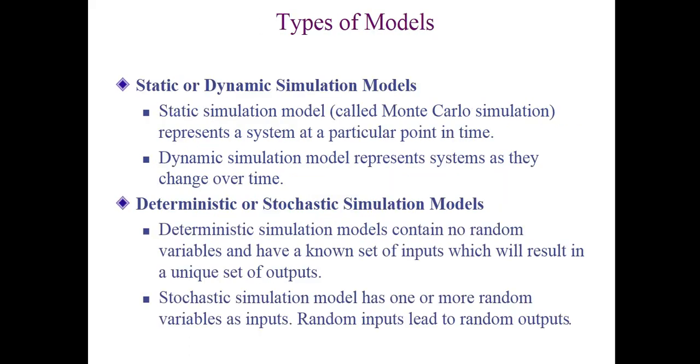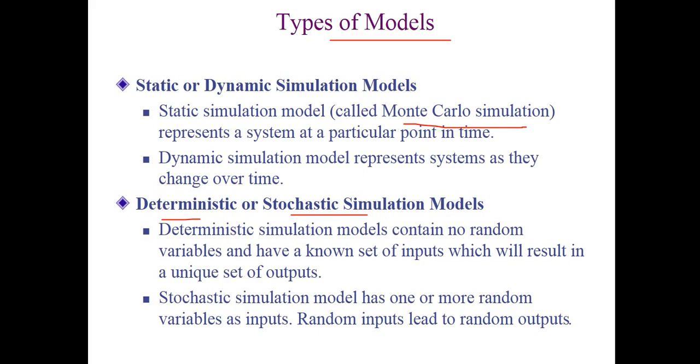Okay, workflow. There are various types of models. First of all, static and dynamic, and deterministic and stochastic. Let me tell you in one word. Static means a model that is very static. That means it will not change from time to time. It will be the same every time, at a particular time. It is also called Monte Carlo simulation. But a dynamic simulation model represents systems as they change over time. So a dynamic model will change depending on the purpose of the study or depending on necessity.